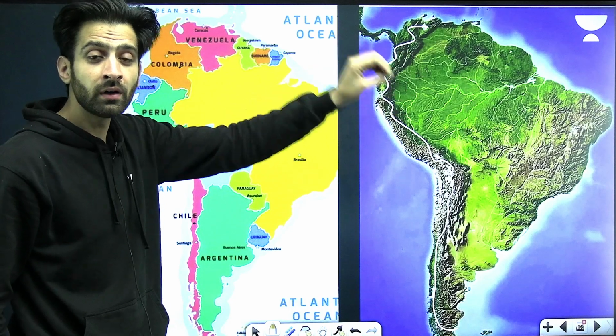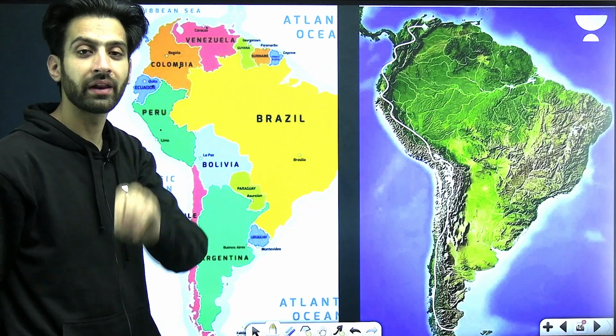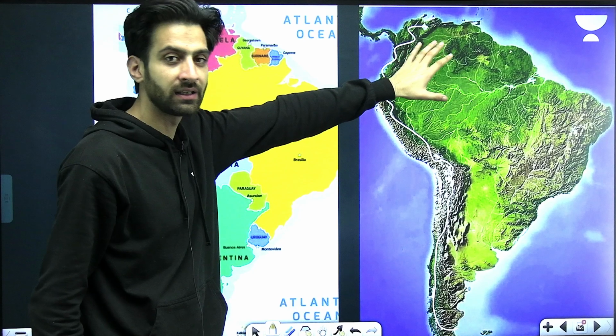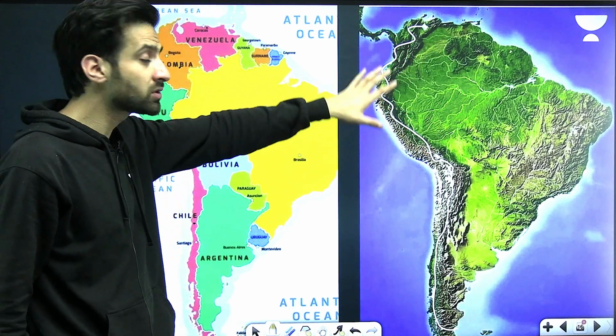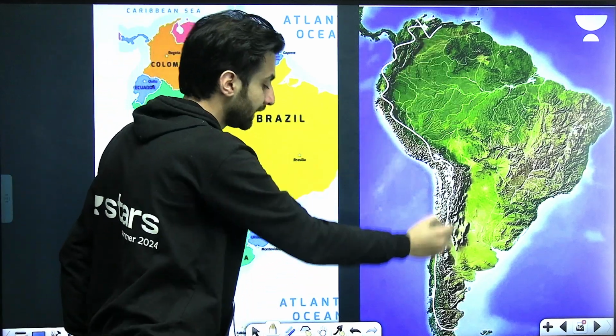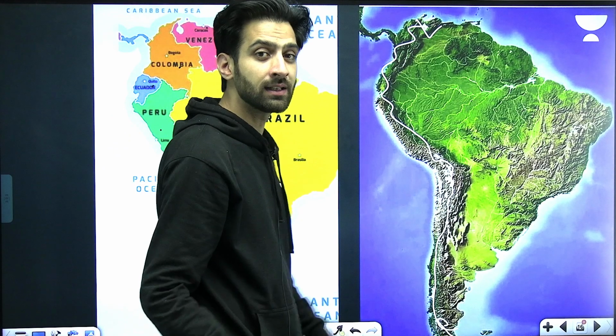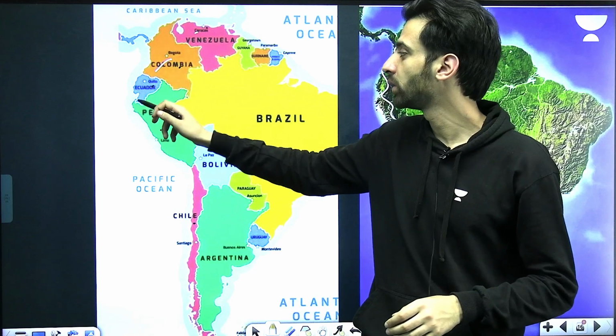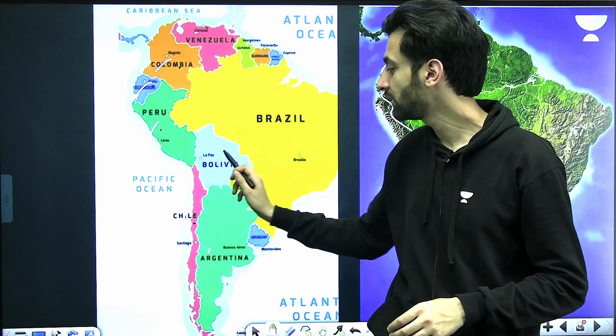There is the world's longest mountain range situated in this area that passes through 7 countries, starting from Venezuela and ending in Chile. It is the longest mountain range in the world that passes through Venezuela, Colombia, Ecuador, Peru, Chile, Argentina, Bolivia. And the name of the mountain range is Andes.